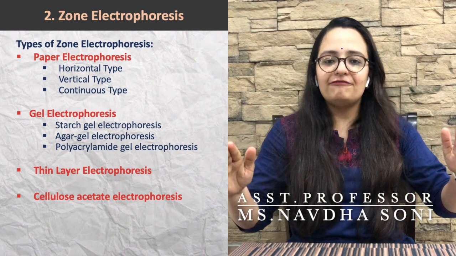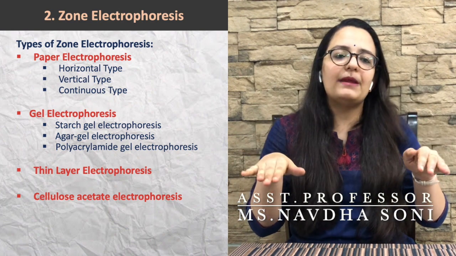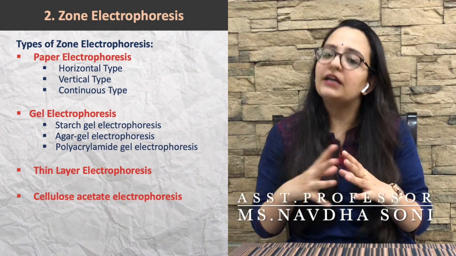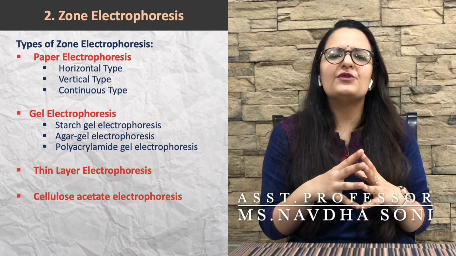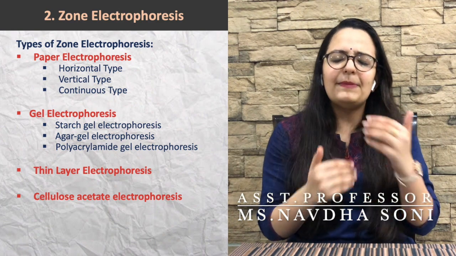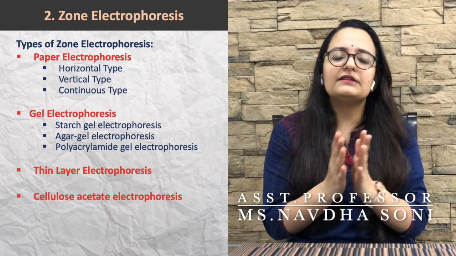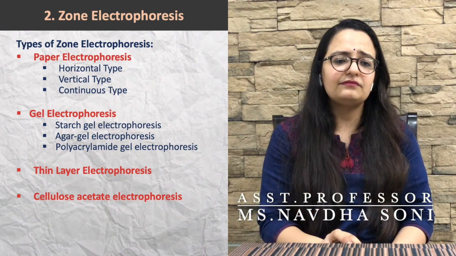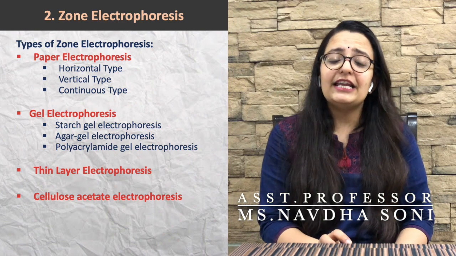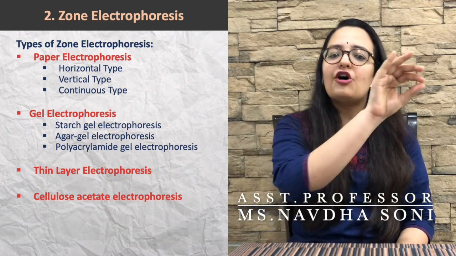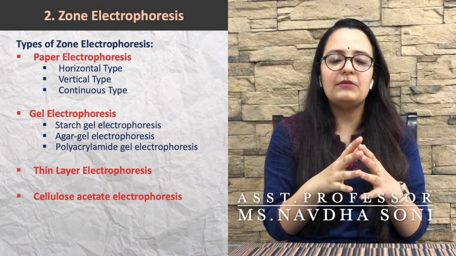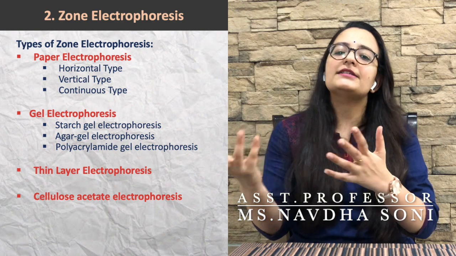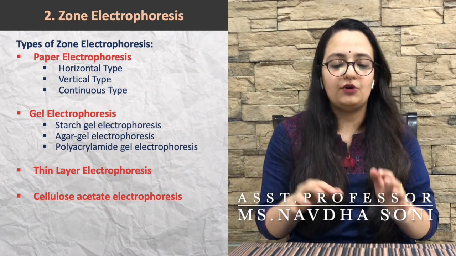Depending upon the placement of the paper, paper electrophoresis is named horizontal, vertical, or continuous. In gel electrophoresis, depending upon the gel, there is starch gel, agar gel, and polyacrylamide gel. In thin layer electrophoresis, a thin layer of silica is used as the supporting medium, and in cellulose acetate electrophoresis, cellulose acetate fibers are used as the supporting medium.